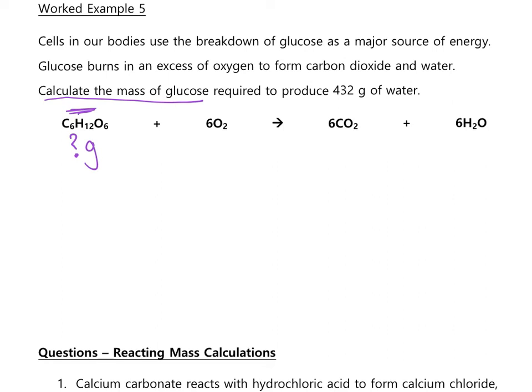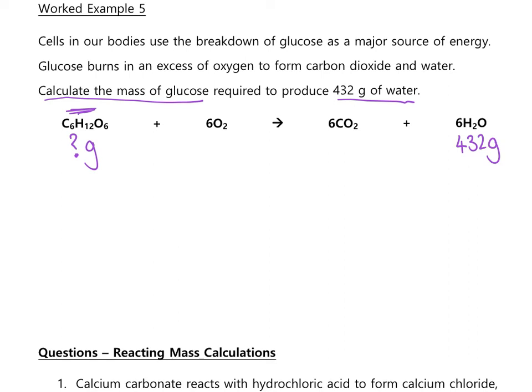Calculate the mass of glucose required to produce 432 grams of water. So I have 432 grams of water here. I've written down the information that I have underneath the relevant part of the equation, and do that every single time to keep yourself right.